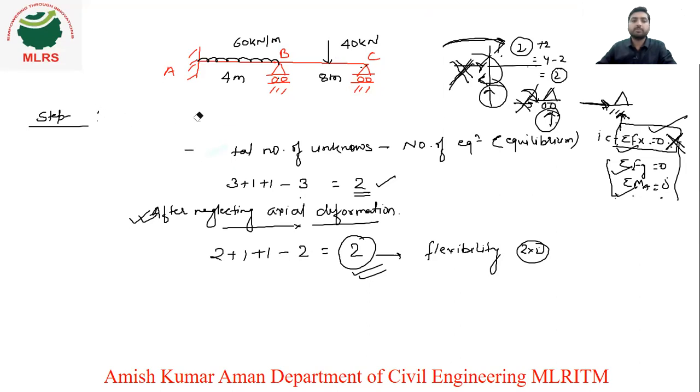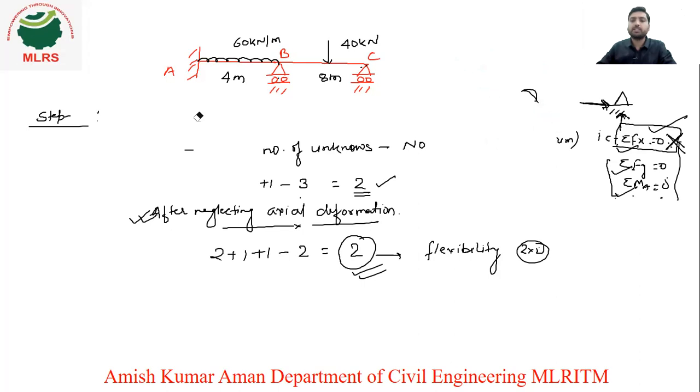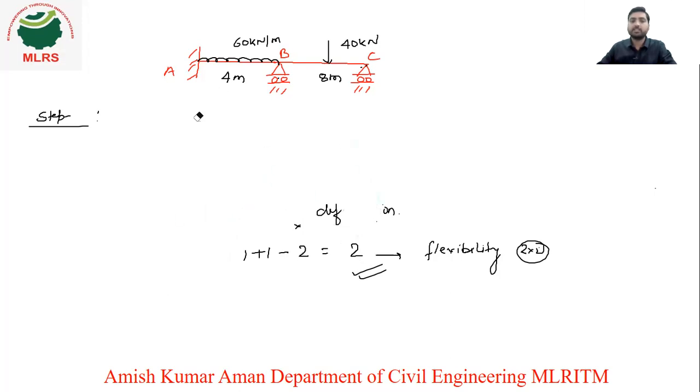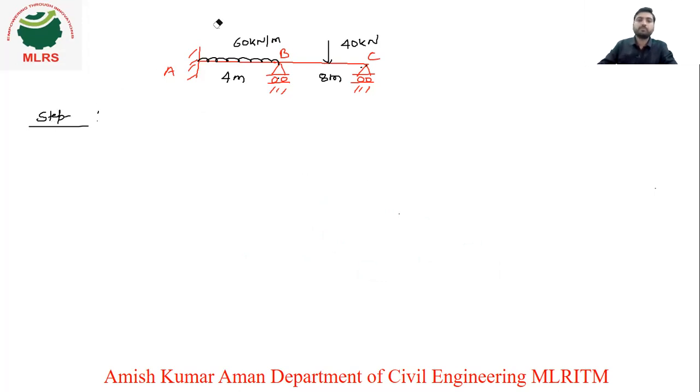Okay. And in step number 2, what do we need to do? We need to calculate the free bending moment, right? Now see what this free bending moment is. Step 1 is over, we calculated the static indeterminacy. Now free bending moment, let's see what that is. How will we calculate it? Step number 2, calculation of free bending moment, right? So free bending moment.